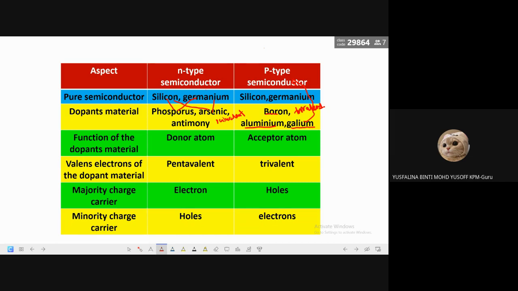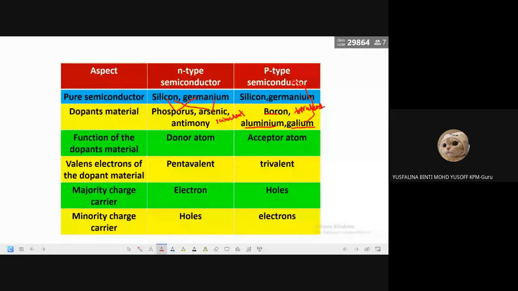Okay, but for the P type, if you want P type, you need to dope the silicon or germanium. Silicon or germanium is actually the base thing. The base thing means you cannot change it with other things. It has to be silicon or germanium. You dope it with a trivalent atom. So 4 plus 3, you get 7. That means there's one hole there, right? So when there is one hole, it is P type, because the hole's charge is positive.